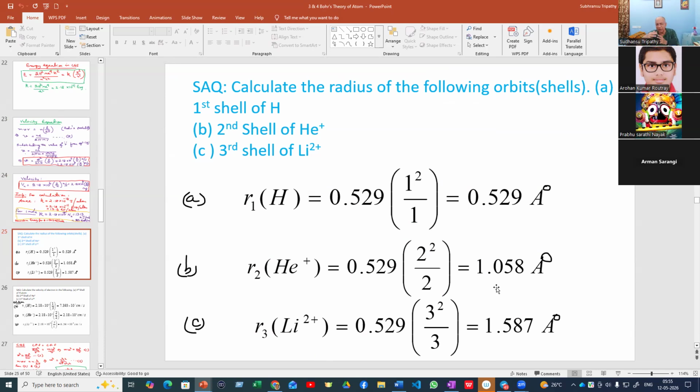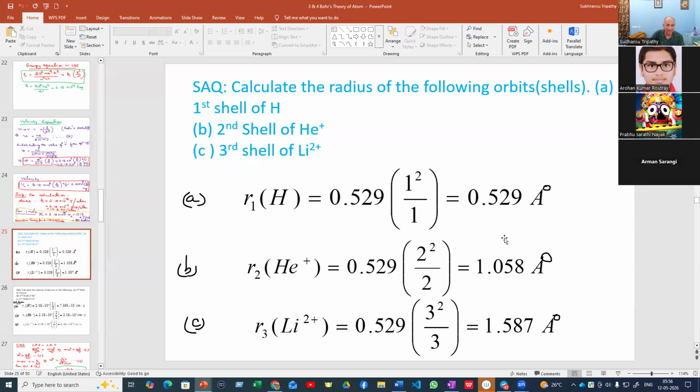But if we compare between one species and another, hydrogen with He plus with Li double plus, then we have to see the Z term. Though n remains constant, Z is variable: 1, 2, 3. The radius of the second shell of Li double plus may be comparable to the radius of the first shell of He plus, they may be exactly equal.